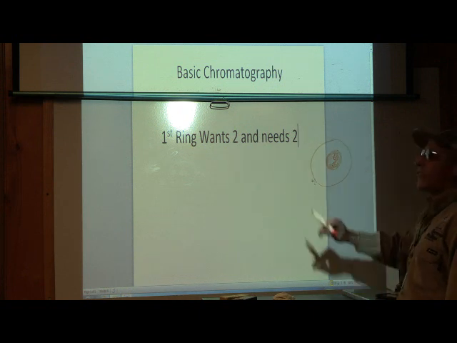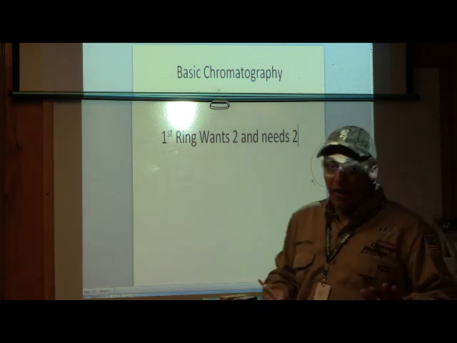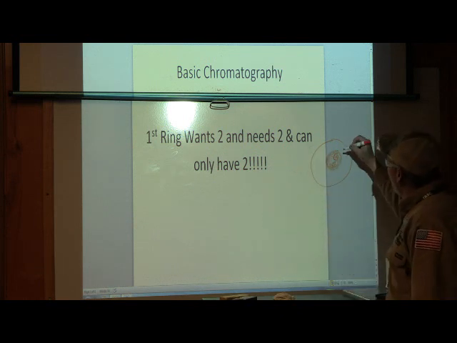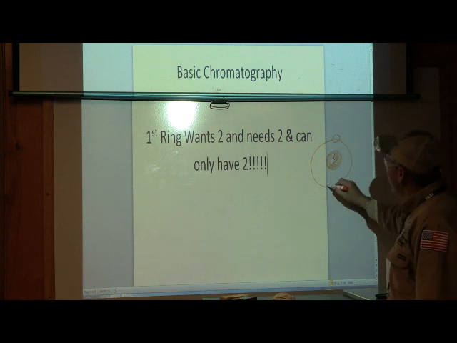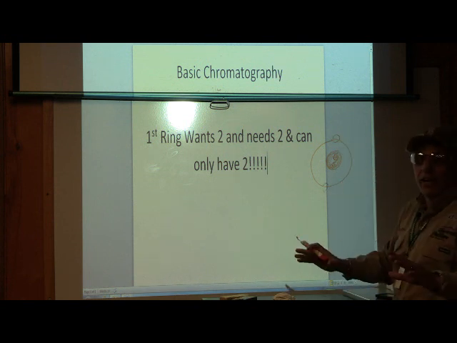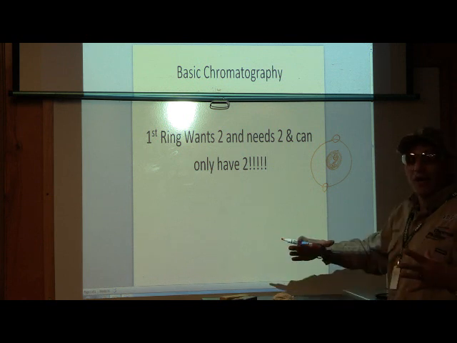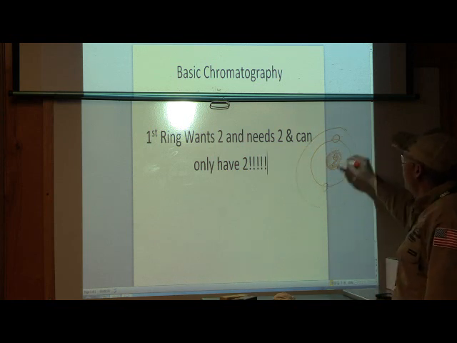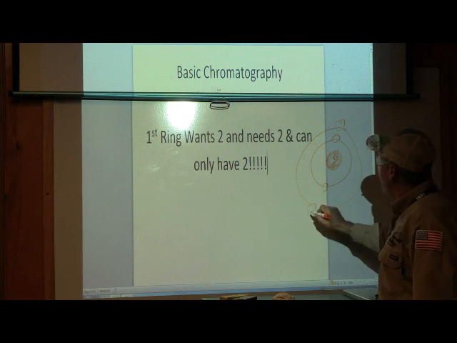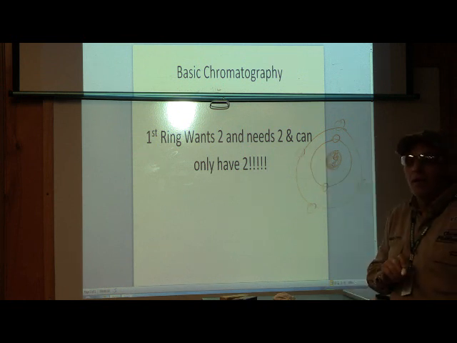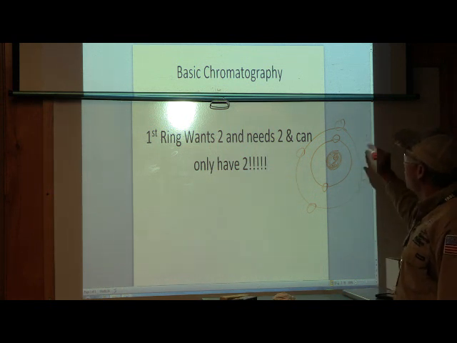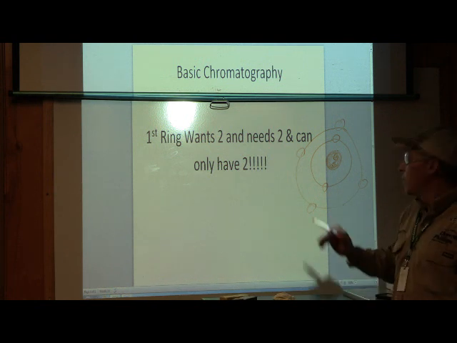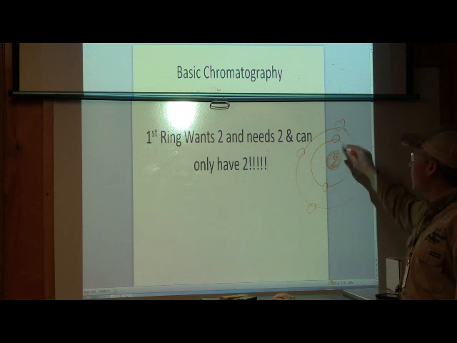First ring wants to, needs to, and can only have 2. So 6 protons, 6 neutrons, 2 electrons, that ring is full. Done. We have to jump out to the next ring. Next ring, 1, 2, 3, 4, 5, 6. Alright, so that is all of the makeup for carbon by itself. That is carbon. It has a total of 6 electrons.